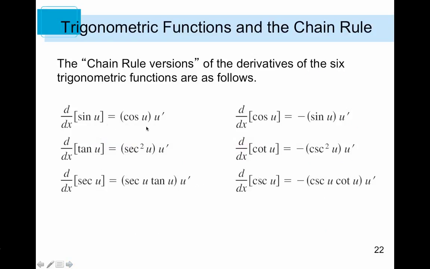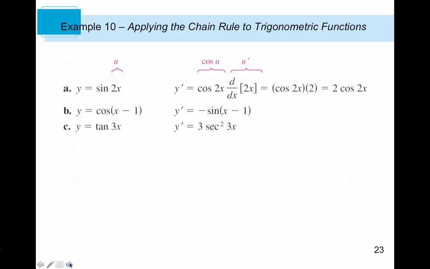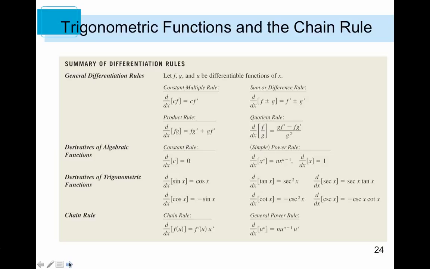Okay, trig functions in the chain rule. This is very straightforward. The derivative of sine u is cosine u times du, the derivative of u. So if you're doing the derivative of sine 2x, it's cosine 2x times the derivative of 2x, which is 2. So we'll just go through a couple examples quick. Sine 2x is cosine 2x times the derivative of 2x, which is 2. So it's 2 cosine 2x. The derivative of cosine of x minus 1 is negative sine of x minus 1 times the derivative of x minus 1, which of course is 1. For tangent 3x, the derivative is secant squared 3x times the derivative of 3x, which is 3.